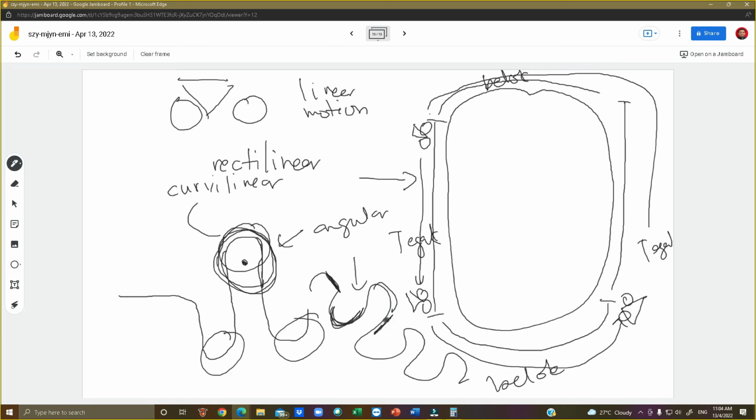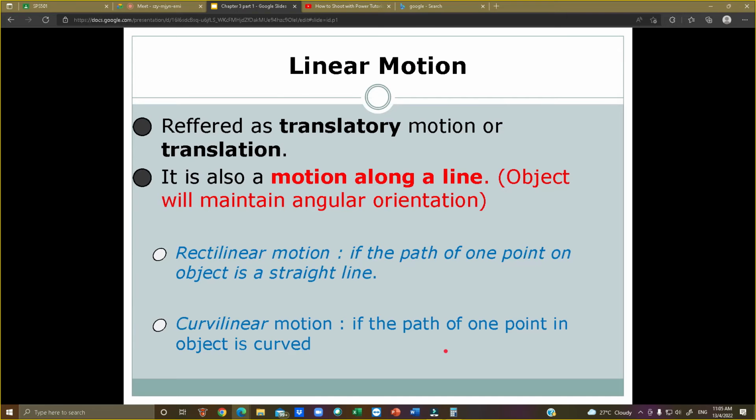This might have a little straight part. This is rectilinear. And then we have curve. This is curvilinear. This is another curve, curvilinear. This is straight, rectilinear. This is another curve, curvilinear. Okay, the difference between those two: rectilinear is if the path of one point on an object is a straight line. Curvilinear is a curve, not rotation.